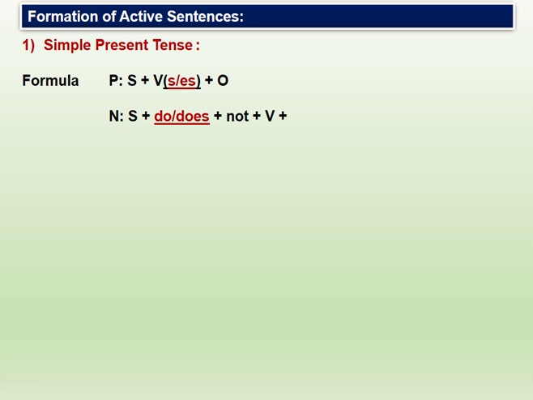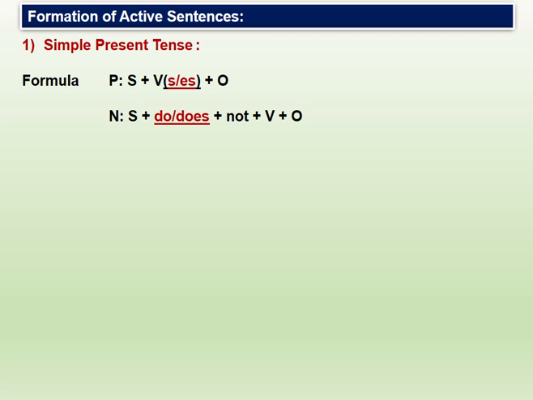We are going to learn the formation of such sentences which are active. It means all those sentences have a subject in them, and that's why they are called active sentences. As you can see on your screen, there are two types of formulas for this tense, simple present tense: positive and negative formulas. P stands for positive and N stands for negative. In routine we speak both kinds of sentences, positive and negative, so we should understand the formation of both.